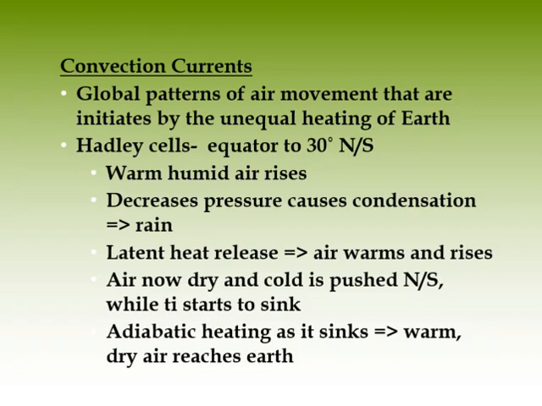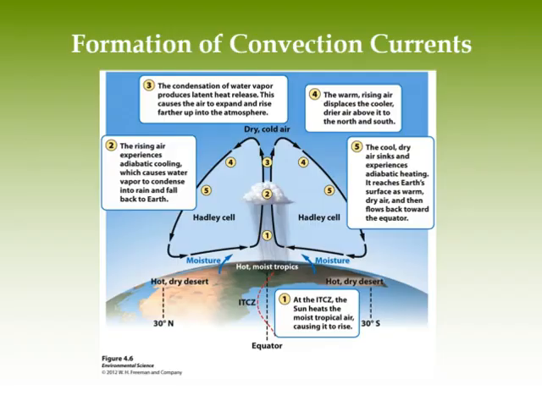Climate is a generalization of the temperature and precipitation patterns in a region. Convection currents are the air cells that occur along the Earth's surface and create our global wind patterns. Hadley cells occur along the equator.